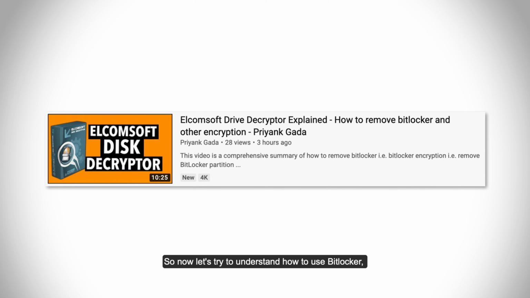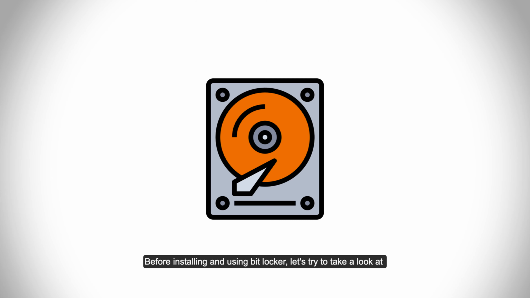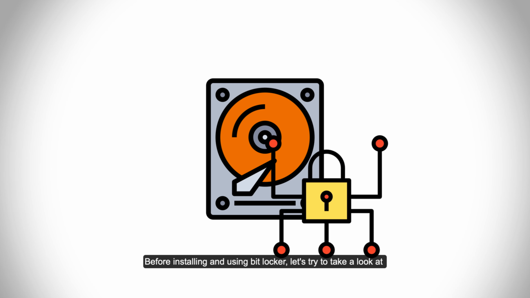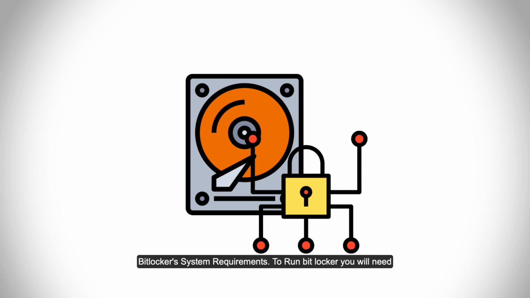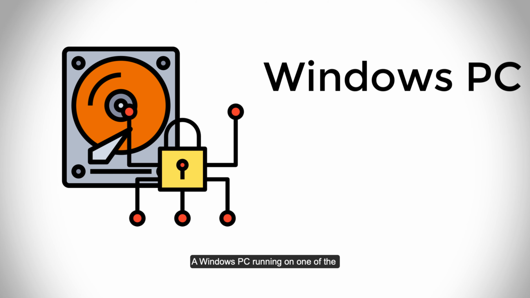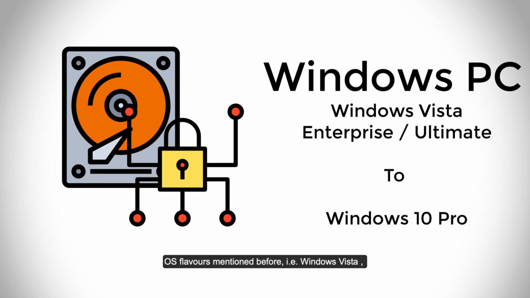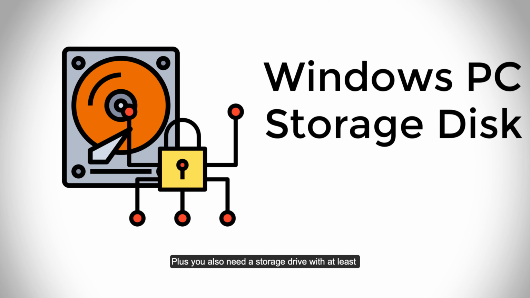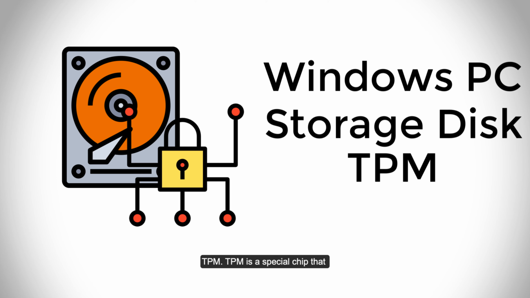So now let's try to understand how to use BitLocker, and before installing and using BitLocker, let's take a look at BitLocker's system requirements. To run BitLocker, you will need a Windows PC running on one of the OS flavors mentioned above, that is Windows Vista or above with Enterprise and Ultimate or Pro Edition. Plus, you also need a storage drive with at least 2 partitions and a Trusted Platform Module, that is TPM.